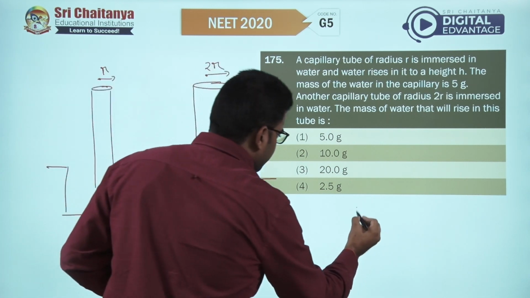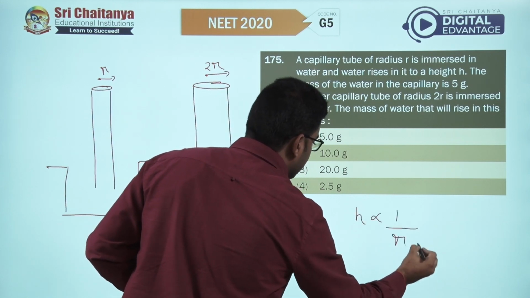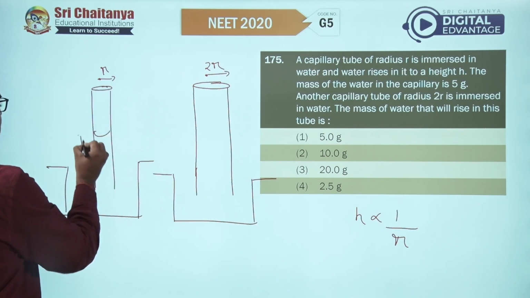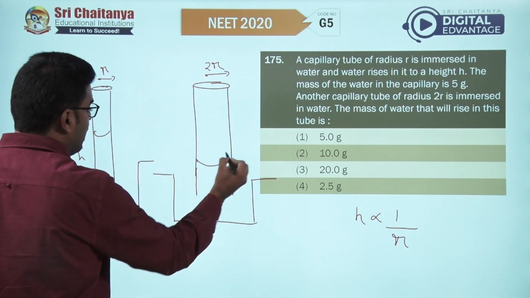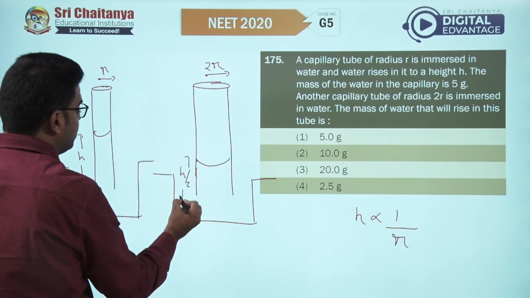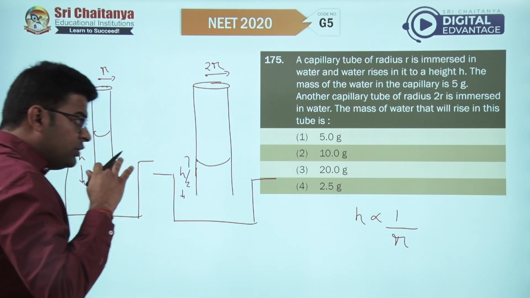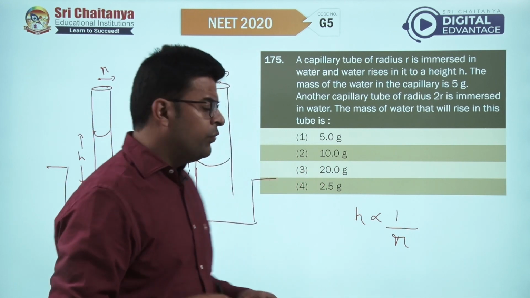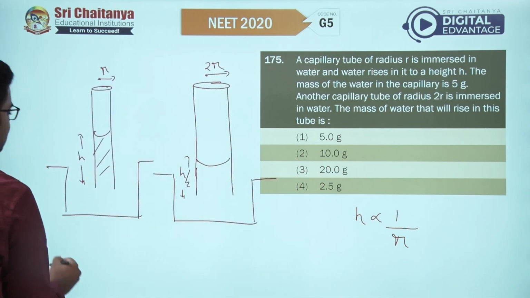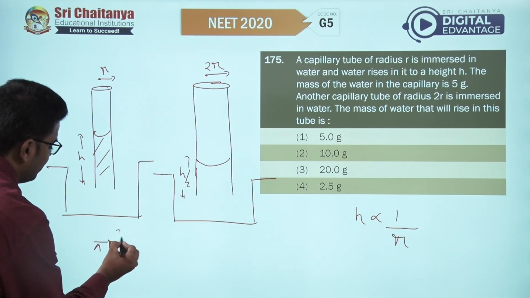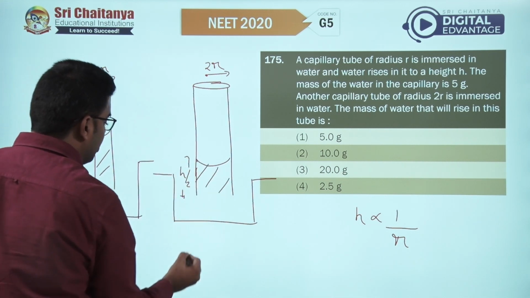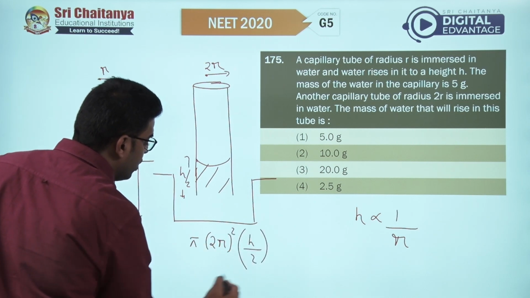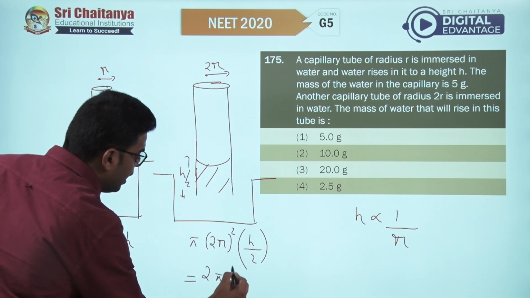We know that the height to which the fluid rises in a capillary is inversely proportional to the radius of the capillary. So, when the radius becomes double, the height to which the fluid will rise will become half. So, if originally the fluid rose to a height h, now it will only rise to a height h by 2. To know what happens to the mass of the fluid, we just need to compare the volume. Originally, the volume of fluid in the tube will be pi r square h. Now, the volume will be pi into 2r whole square into the height h by 2. Now, this quantity comes out to be 2 pi r square h.